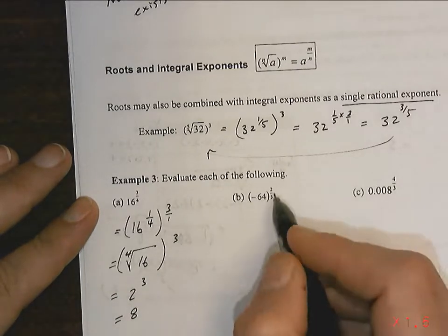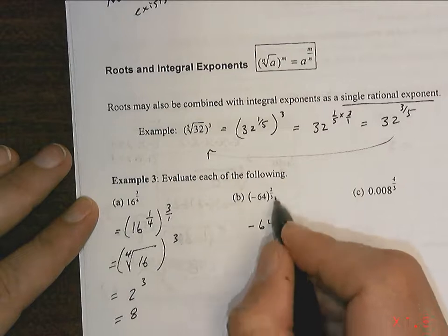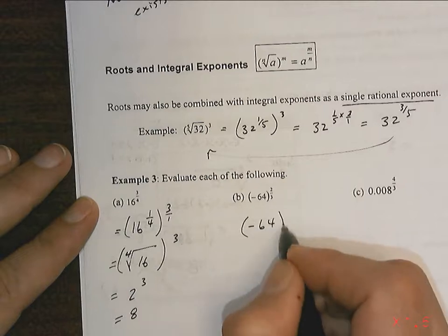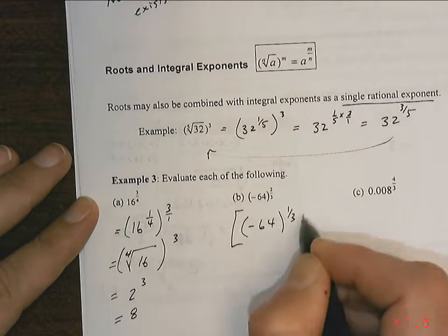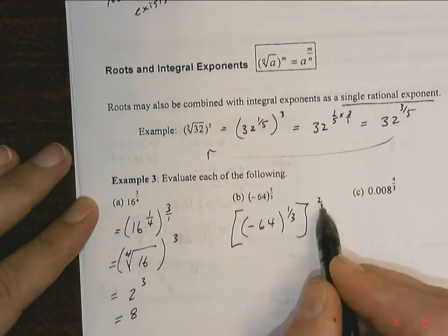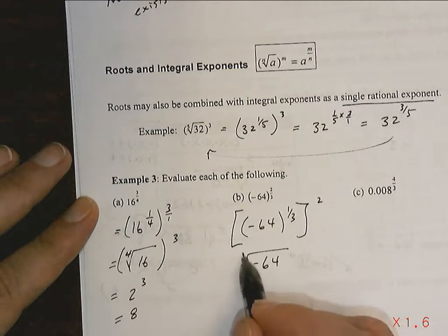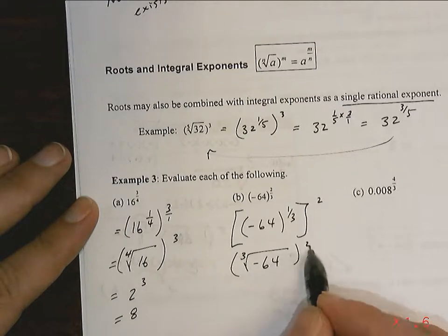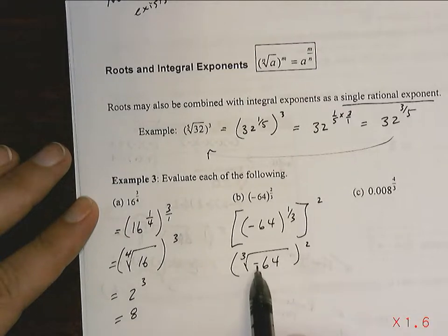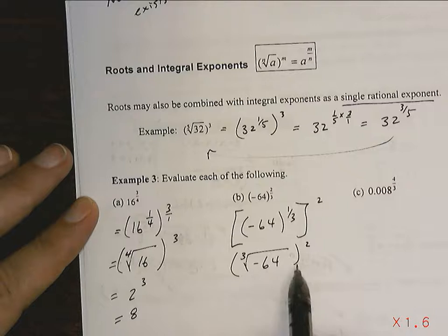Here's another one. It's negative 64 to the 1 over 3, times 2. I always put the 2 on the outside. So this is going to become the 3rd root of negative 64. I can do the 3rd root because it is negative and there's 3 of them. So it's going to be negative 4 squared. And finally the answer will be 16.